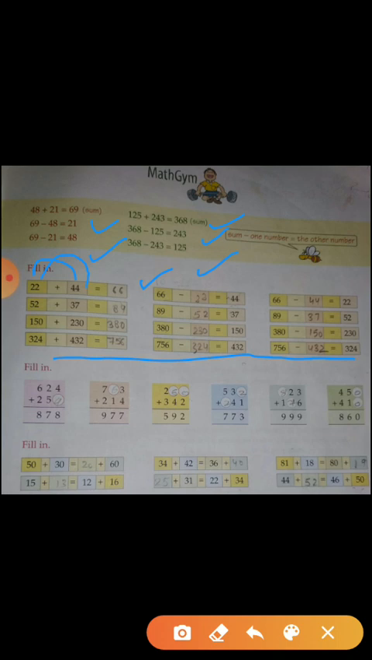Here, 66 minus blank is given equal to 44. What will you do, students? You do one thing. Subtract 44 from 66. You will get the answer. 6 minus 4, 2. Now subtract the tens. 6 minus 4, 2. The answer is 22.